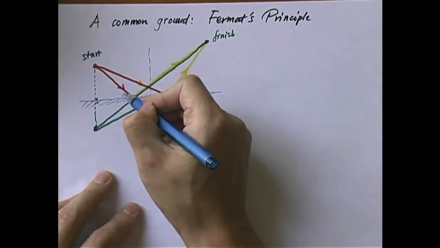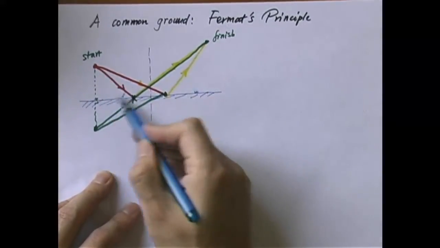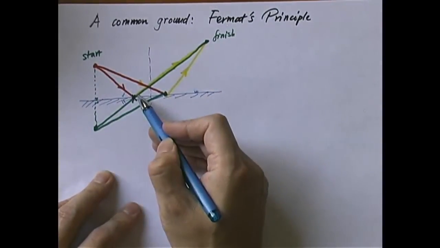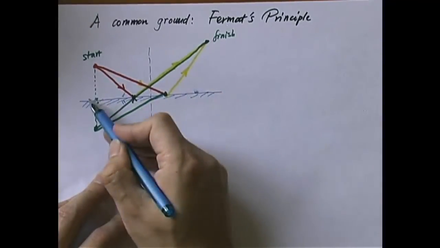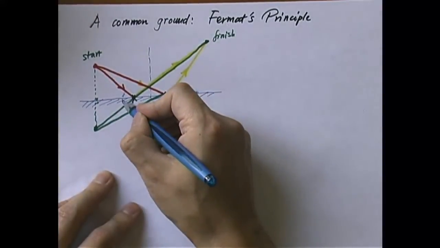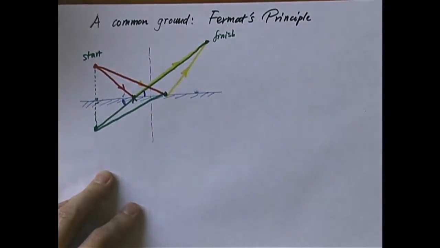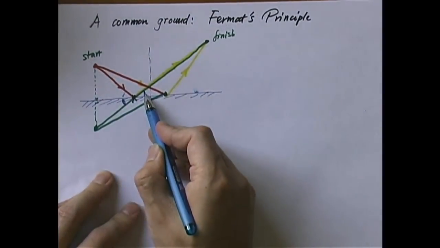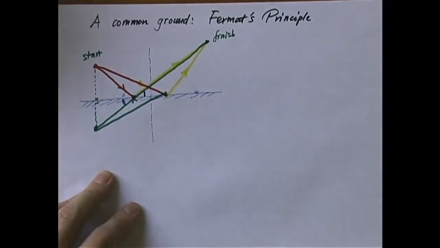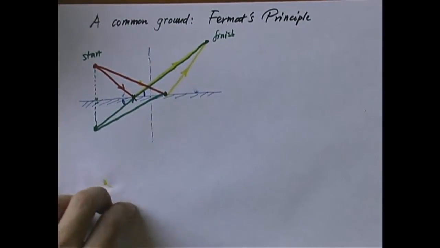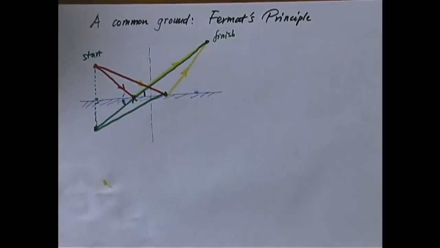First of all, these two angles are the same because these two triangles are congruent triangles. And secondly, you have a straight line here and a straight line there. That tells you these two angles are also equal to each other, right? So this angle equals that angle. And guess what? That is the law of reflection, isn't it? That's the law of reflection right here. So we have come to an understanding of the law of reflection using Fermat's principle.